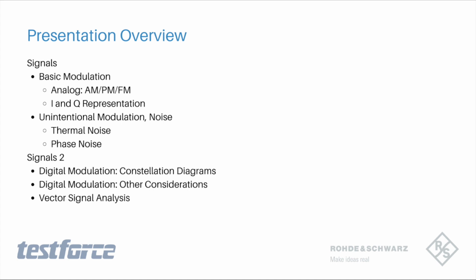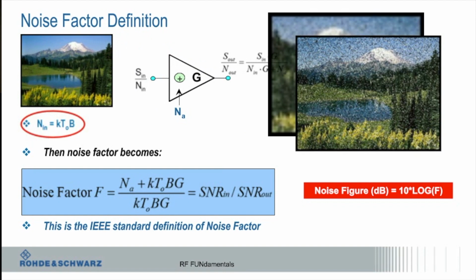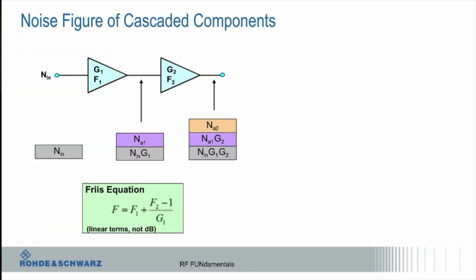So the standard definition of it from the IEEE is noise factor. So noise factor is linear. Normally you're going to talk more in dBs, right? So you'll talk about noise figure, but it's NA plus KTB, G, blah, blah, blah. But this isn't the one you'll normally use. So noise figure is 10 log F.